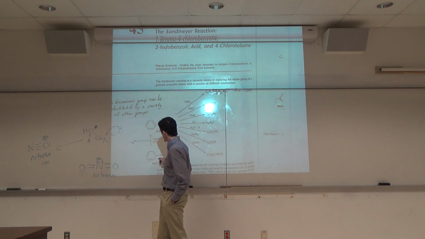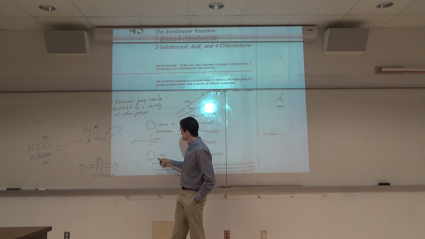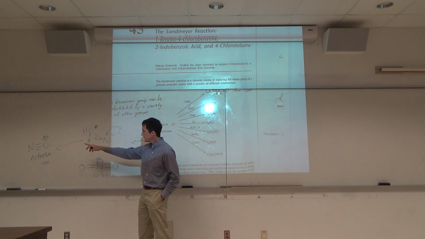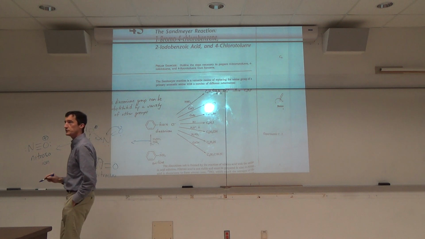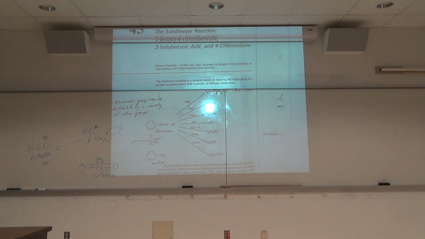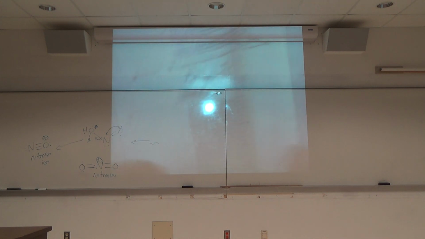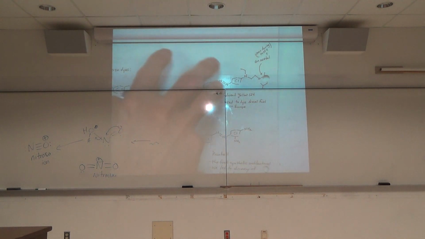I want you to do this mechanism on your own, and we'll look at it on Wednesday. How the aniline reacts with the nitrosonium ion. Keep in mind, we're under acidic conditions, so you have a proton source. It's nothing but standard electron movement to get where you need. Please give that a try. Okay.